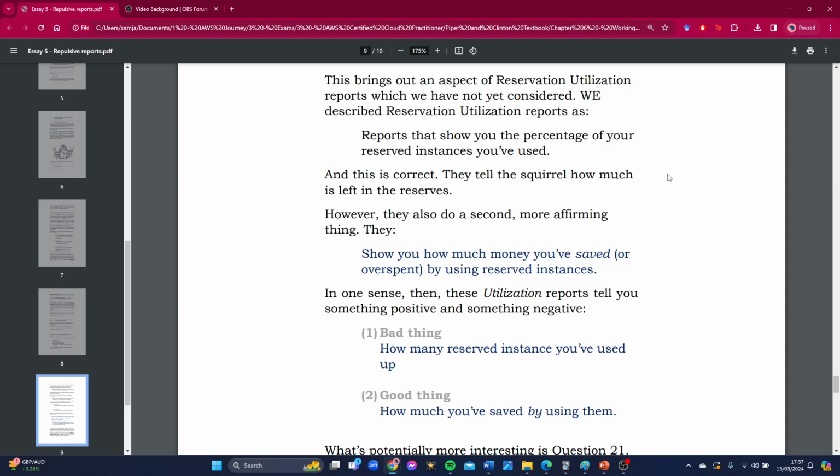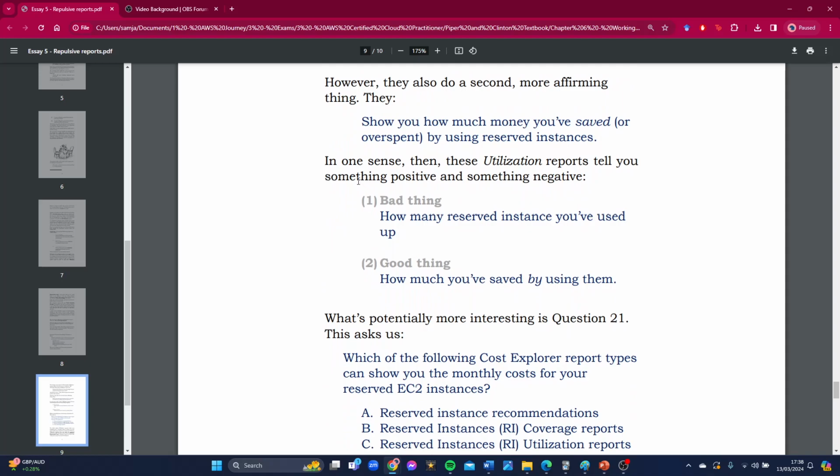And this brings out an aspect of utilization reports which we've not yet considered. We described reservation utilization as reports that show you the percentage of your reserved instances that you've used. And that is correct. They tell you, the squirrel, how much is left in the reserved. However, they also do a second, more affirming thing. They show you how much money you've saved by using reserved instances. So in one sense, the utilization reports tell you something positive and something negative. The positive thing is how much you've saved by using reserved instances, and the bad thing is how many reserved instances you've used up.